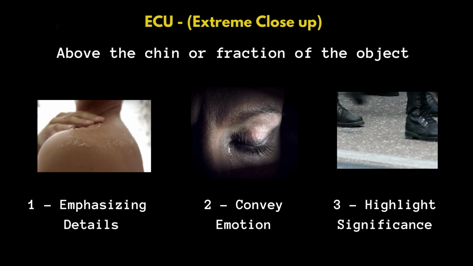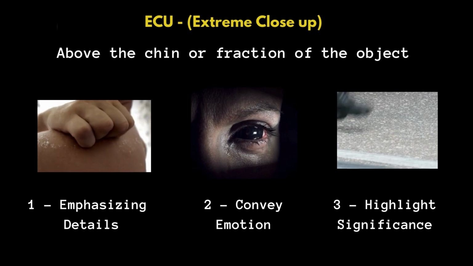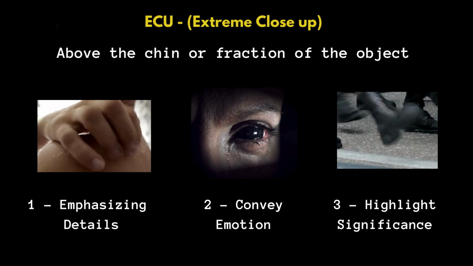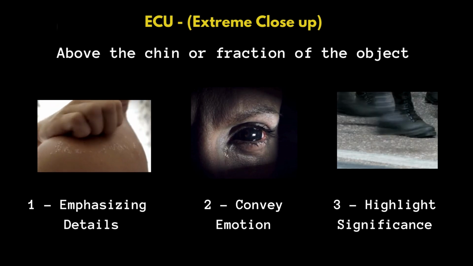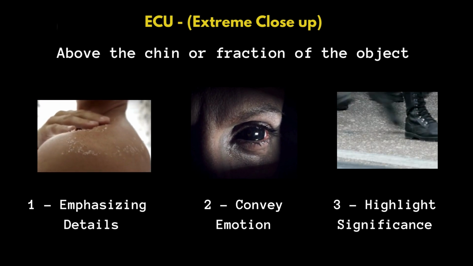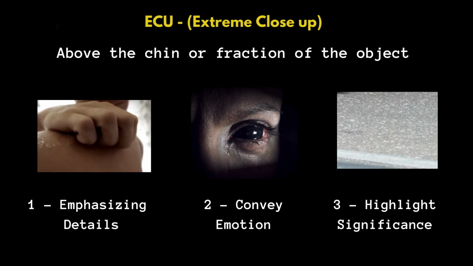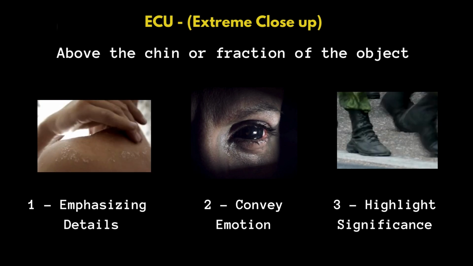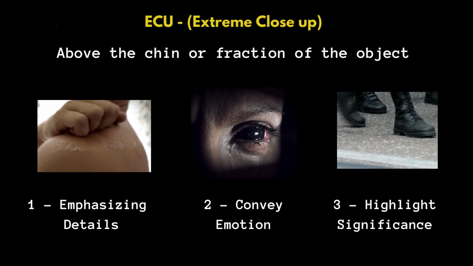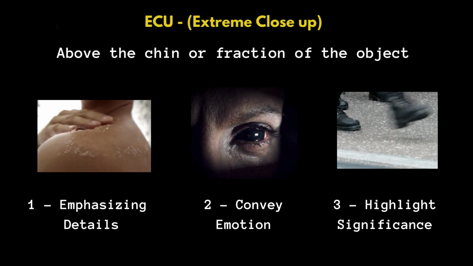The second one would be to convey emotion. So here we have an ECU of a crying eye. And maybe in a wider shot, we wouldn't be able to see the emotion so much because it's so wide, we might not be able to see that tear going down the face. And here it's very clear that we can see it. And it's also another way of conveying emotion without having any dialogue. So when you look at this shot, you know automatically either this person is very happy or very sad, and he or she doesn't have to say a word because we see it in her eyes.